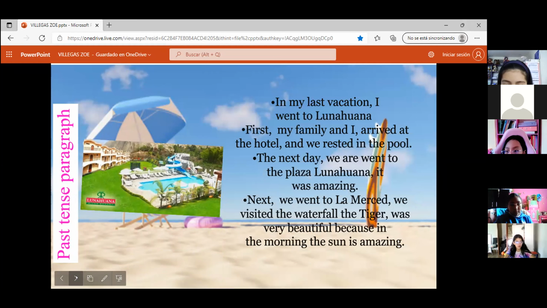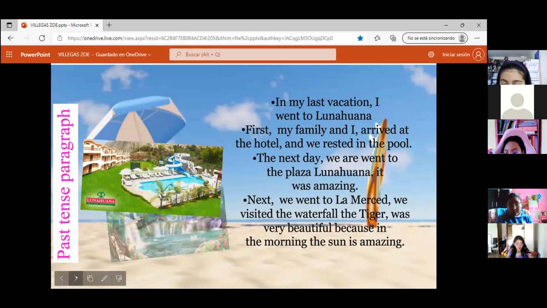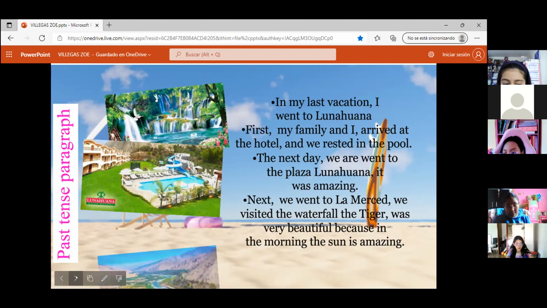It was amazing. Next, we went to La Merced. We visited the waterfall, the tiger. It was very beautiful because in the morning, the sun is amazing.